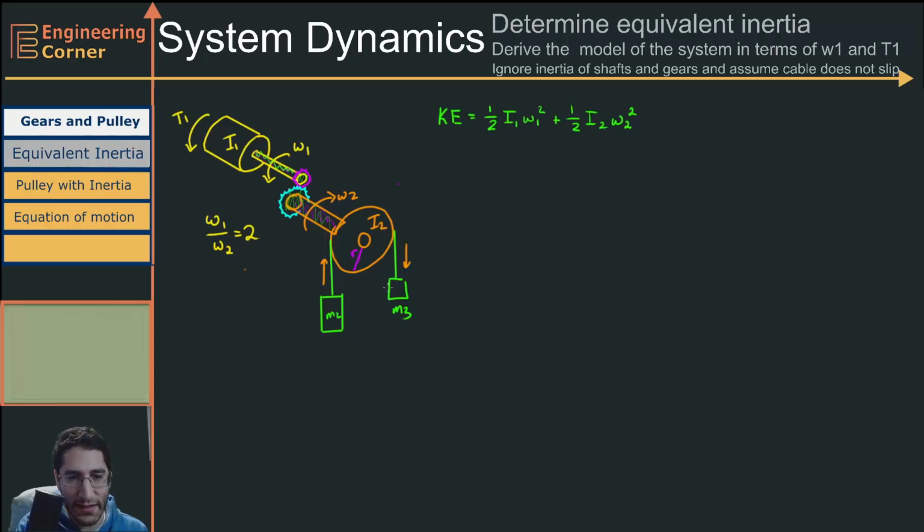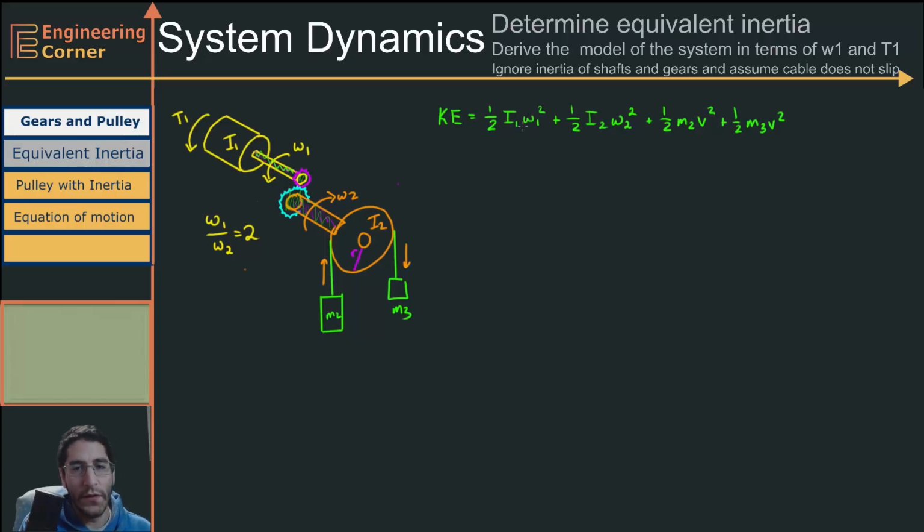Now, we have these two masses. These masses aren't rotating. They're just moving up and down. So they're linearly translating, which means their kinetic energy is only going to be plus 1/2 m2 v squared. Well, if this is moving up and this is moving down, they're moving at the same velocity. So I'm just going to call this v right now. So v squared. And then plus 1/2 m3 v squared.